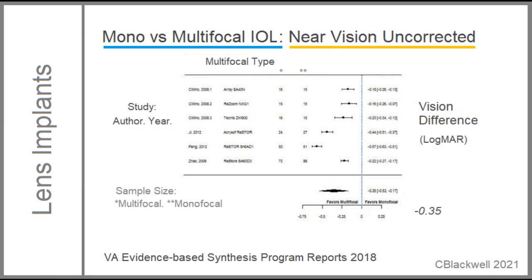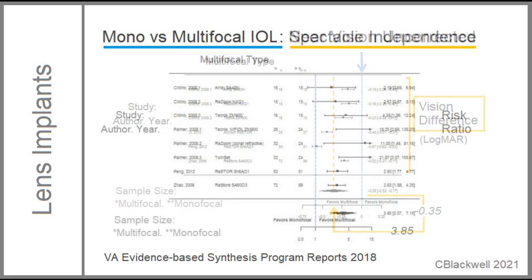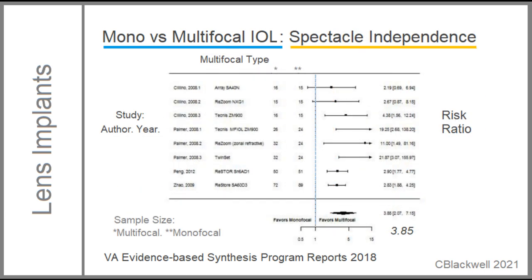Question 2 regards near vision, the whole point of going to a multifocal lens. The multifocals uniformly performed better at near, as expected. Taking this a step further, on a practical level, what is the chance of reduced use of glasses, ideally being free of glasses? Their answer is, compared to a person with single vision implants, a person with multifocal lenses has an almost 4 times chance of being glasses free. Let's look further.